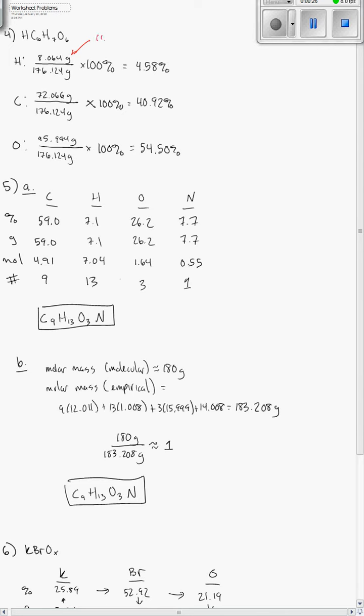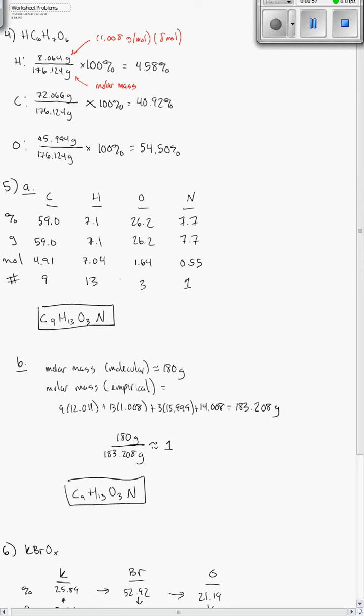So for hydrogen, a molar mass is 1.008 grams per mole, and we can multiply that by there being 8 moles of hydrogen in 1 mole of the compound. That gives us a mass of hydrogen. In the denominator, we've got the total molar mass of this compound. We can do that for each of these elements here, and that'll give us the percent by mass of H, C, and O.